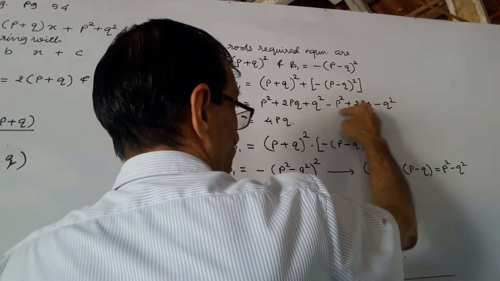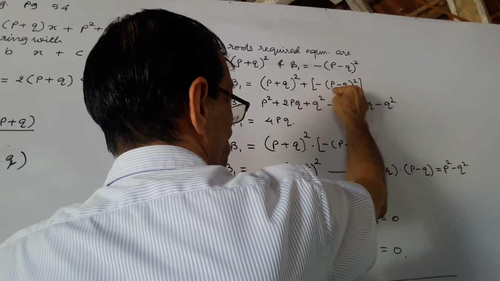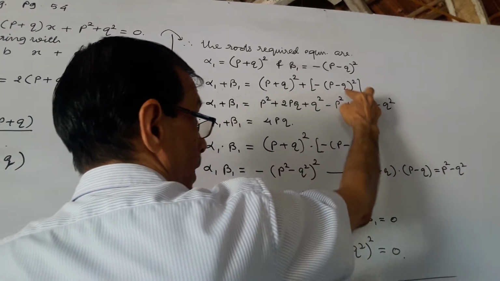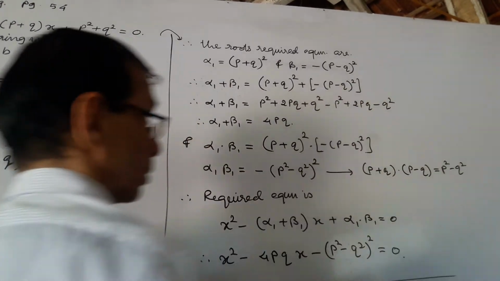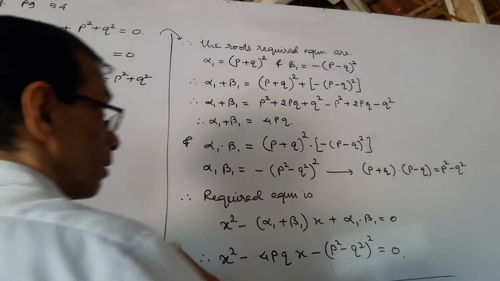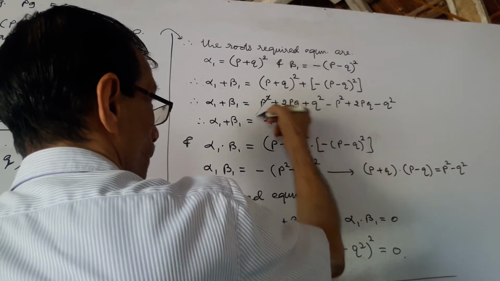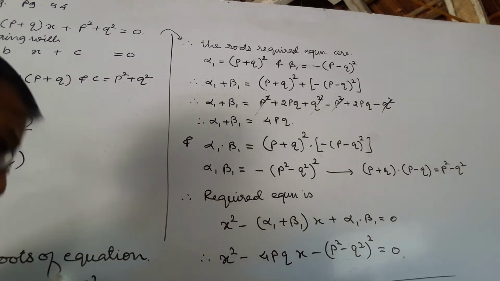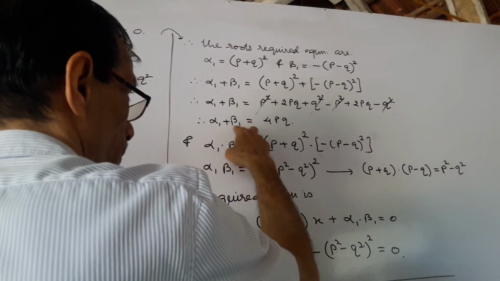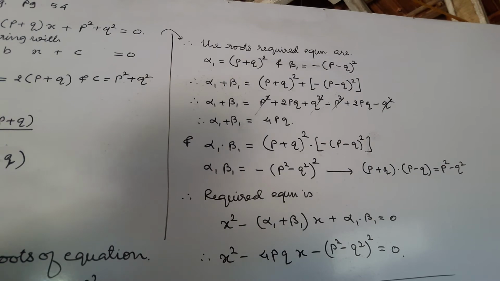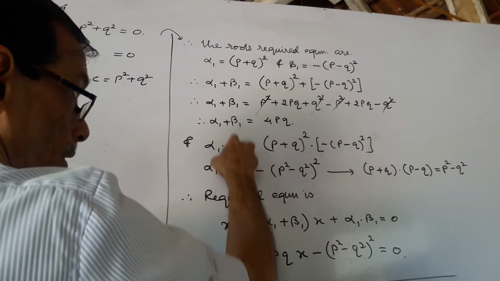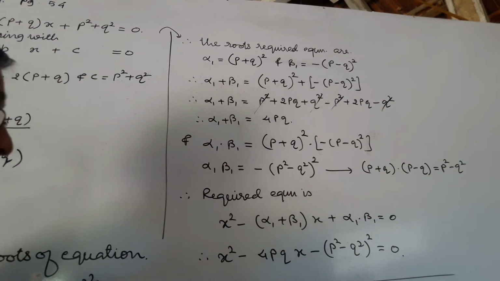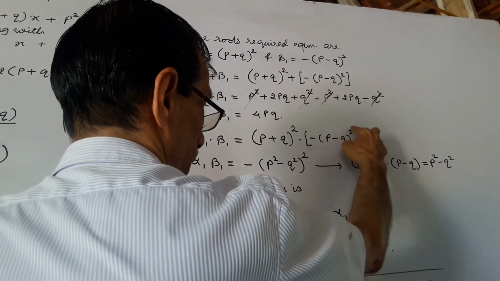Now here I have directly expanded this minus sign and square, so p square but minus, here you get minus 2pq but plus will become, and plus q square will equal to minus q square, and this will get cancelled. You will find that p square and minus p square cancel, q square and minus q square cancel, and you will get 4pq. So alpha 1 plus beta 1 is 4pq. Now we want alpha 1 into beta 1, because alpha 1 plus beta 1 we got. We want alpha 1 into beta 1, and that equals alpha 1 is this, and into beta 1 is this. So let's simplify this.